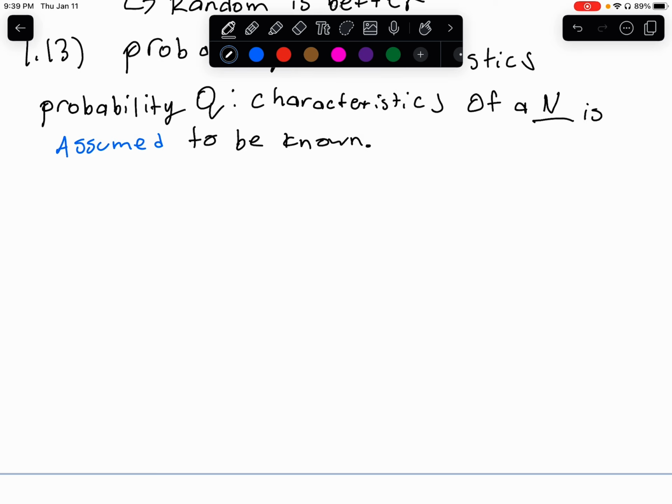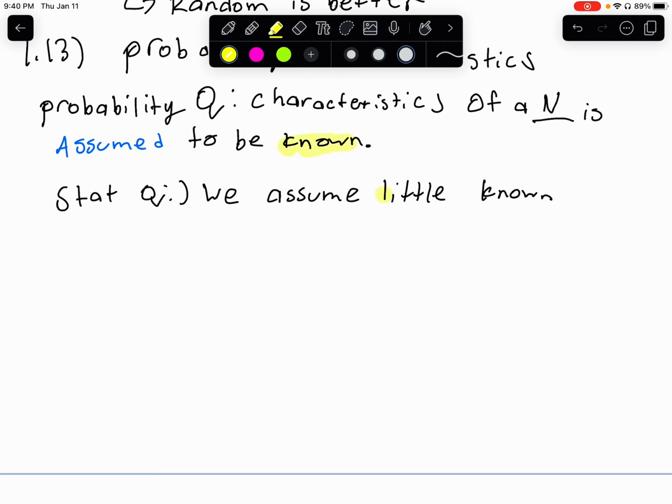So then a statistic problem, a stat question, we assume little known. So I'm actually going to change these keywords. I'm going to highlight this in yellow. So known and little known. Right? Because we know a little about the problem, we use the information gathered to obtain a sample and generalize what we're going to do.